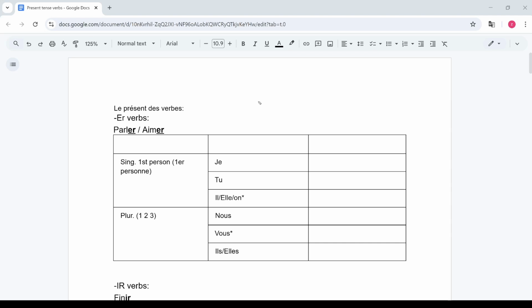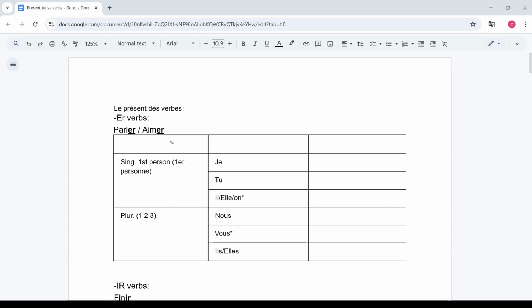Verbs in French, as we know, can be divided into three different categories. We have ER verbs, we have IR verbs, and finally we have RE verbs. So let's start with ER verbs. Examples of ER verbs are parler, to talk or to speak, and aimer, to like or to love.